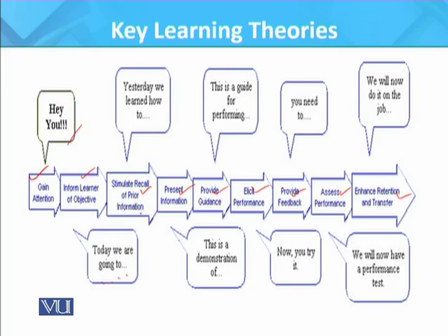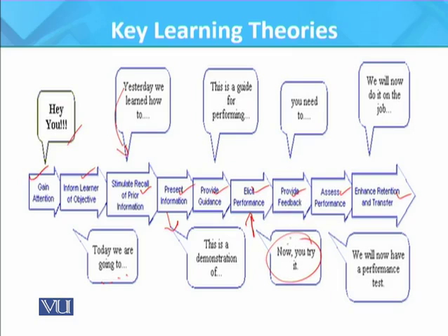Stimulate recall of prior information: yesterday we learned how to drive. So basically you are now stimulating and recalling the prior information, referring to yesterday. That's the past information. Present information: now this is the demonstration of the experiment. So you are presenting the information. Provide guidance: this is a guide for performing a particular task. Elicit performance: now you try it. That is how you elicit the performance.